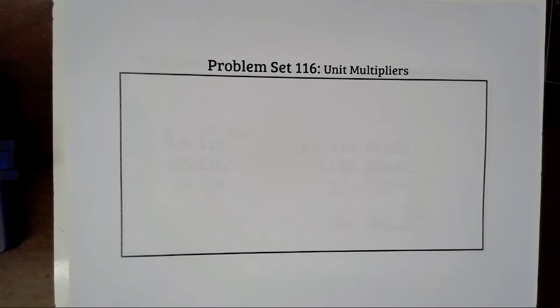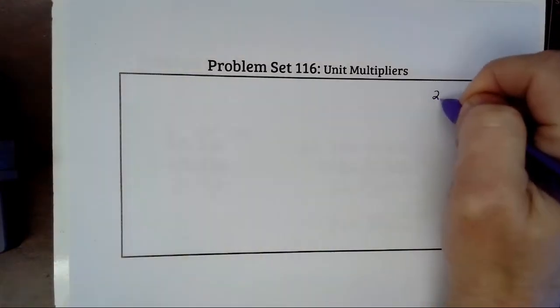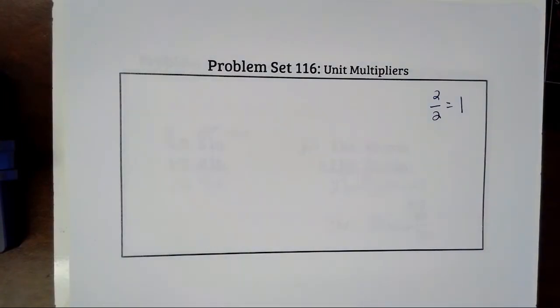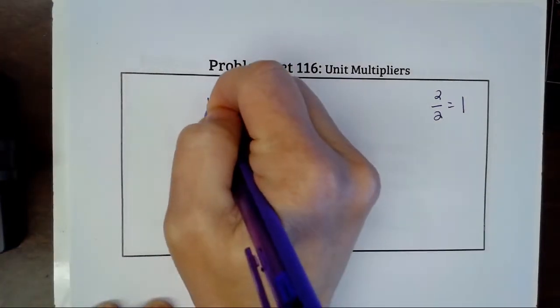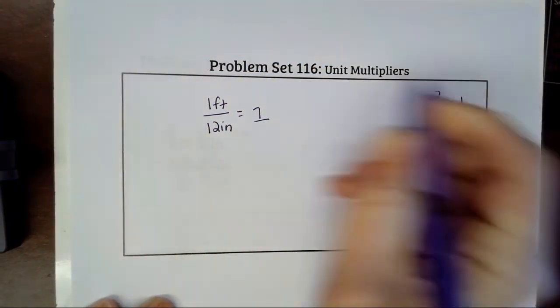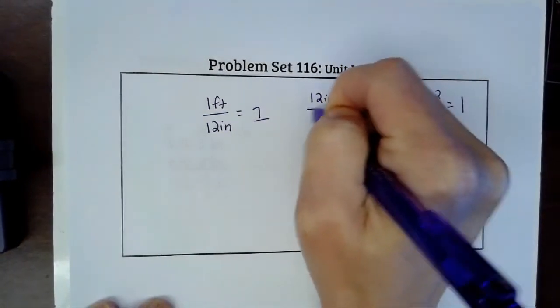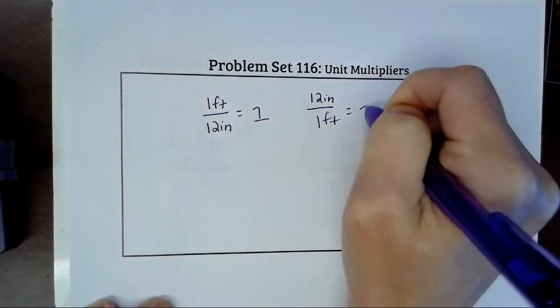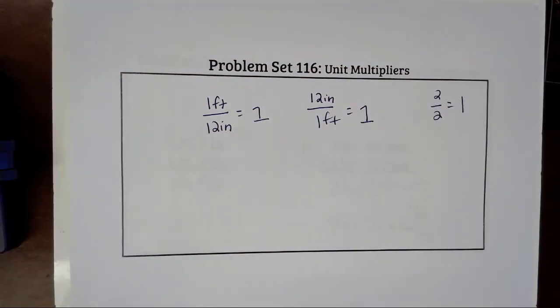Recall that when the numerator and denominator of a fraction are equal, meaning the same, so if the top and the bottom is the same, we know that that equals 1 whole, don't we? The fraction equals 1. Since 1 foot equals 12 inches, we can form 2 unit multipliers using 1 foot and 12 inches. So we could say 1 foot over 12 inches, that's going to equal 1. Or we could flip it: 12 inches over 1 foot is going to equal 1. Each of these fractions equals 1 because the numerator and denominator of each fraction are equal.